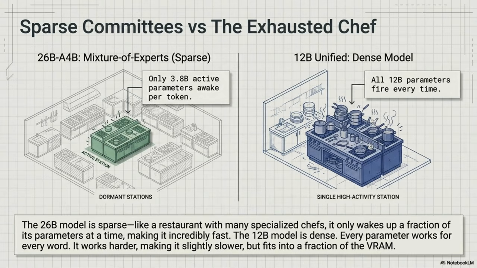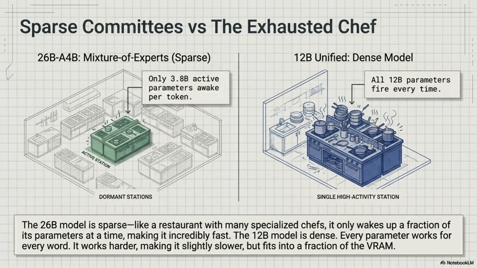Oh, right. Because the 26B model is a sparse mixture of experts model. Yeah, MOE. Exactly. So even though it has 26 billion parameters, only a tiny slice of them, like 3.8 billion, actually wake up for any given word. It's like a restaurant with many highly specialized chefs, and a dispatcher just assigns the pastry chef to make dessert while the grill cook sleeps.